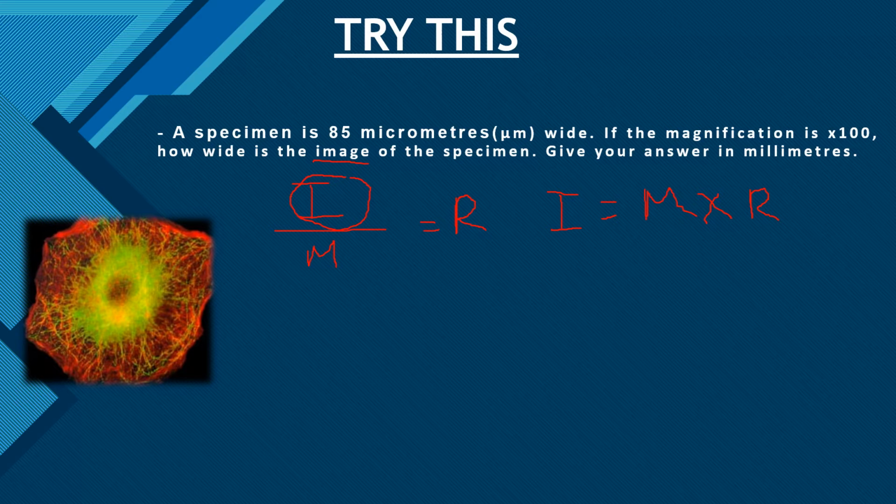So now we can start to substitute these values. So 85 micrometers, so that's the real size. So I'm just going to put 85 there. Just going to add the units as well, because we need to convert it into millimeters later on. So I'm just going to put micrometers here, right? Multiplied by magnification level. So that's 100. And that gives 8,500.